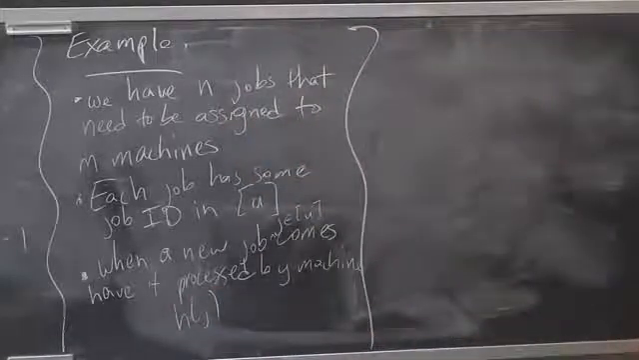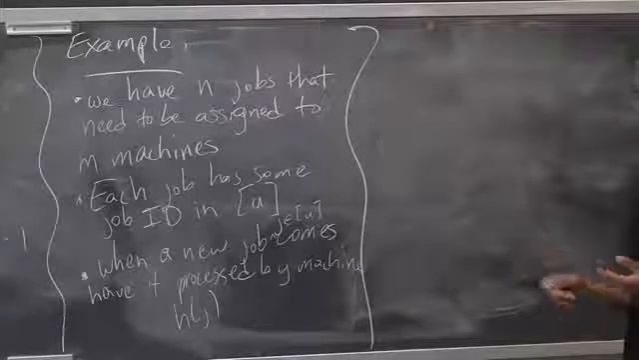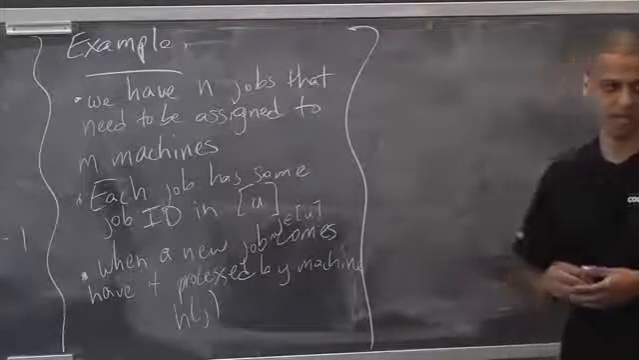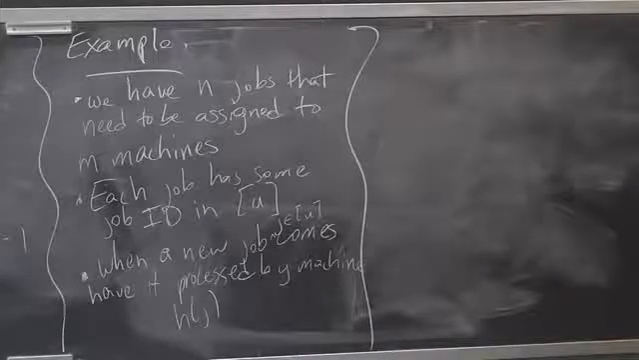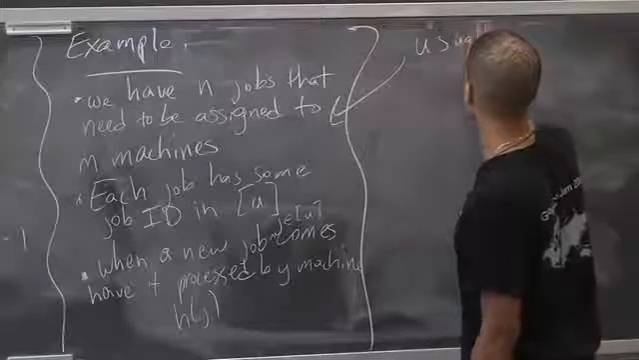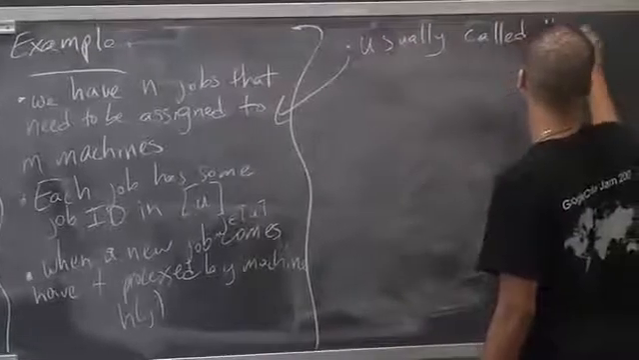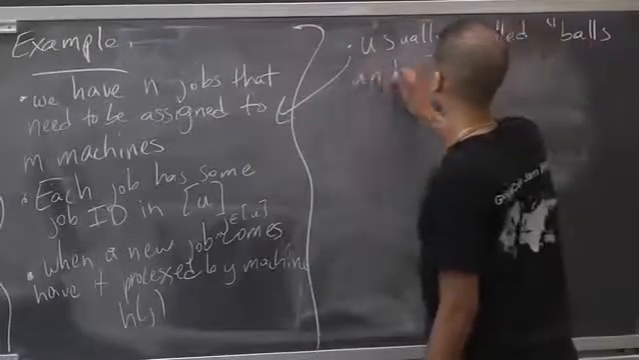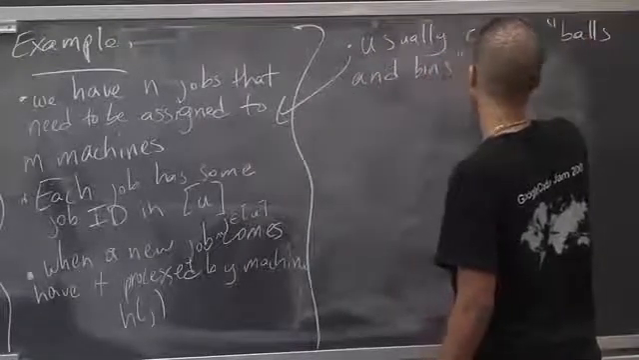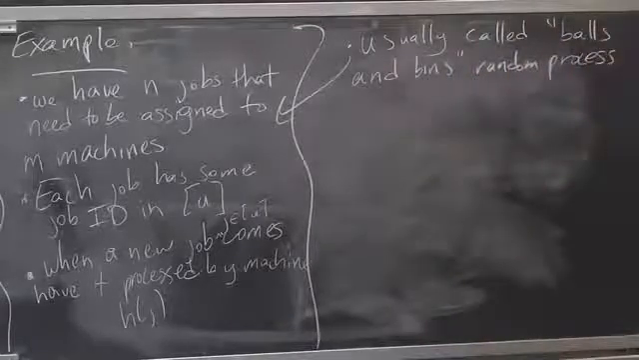And we might want to understand how well does this behave, meaning does any bin get overloaded? Does any machine get overloaded? We'd like it to have n over m, but maybe it'll have much more. So this is usually called the balls and bins random process, where we have n balls and we're throwing them randomly into m bins, and we want to understand how this behaves.